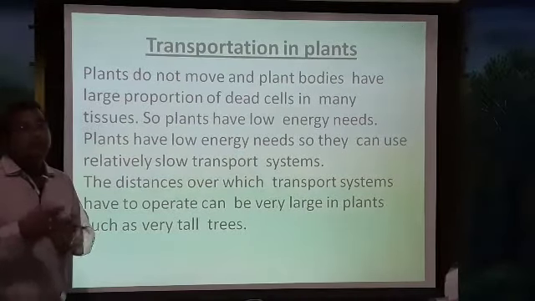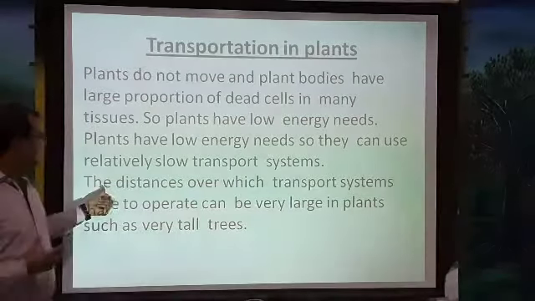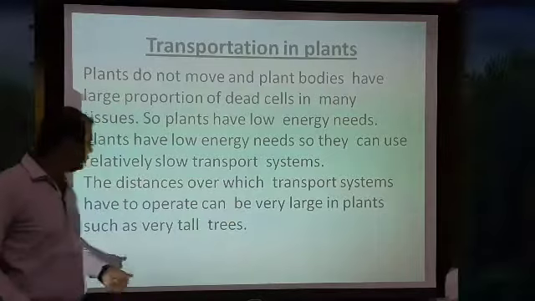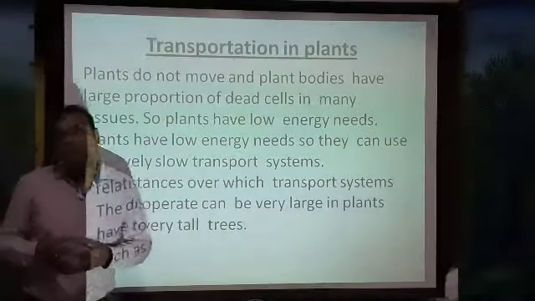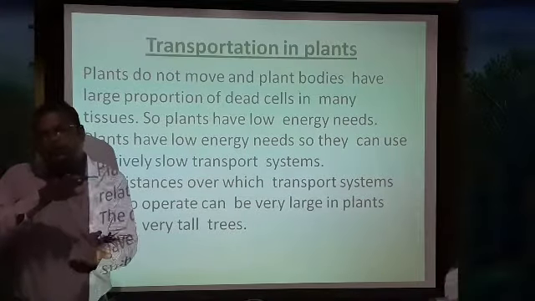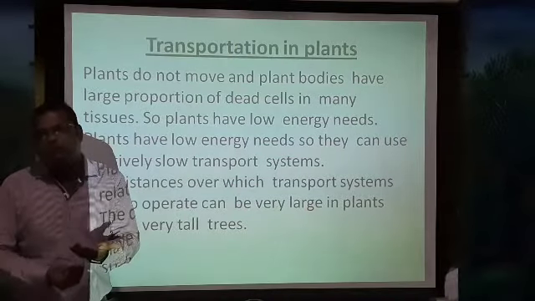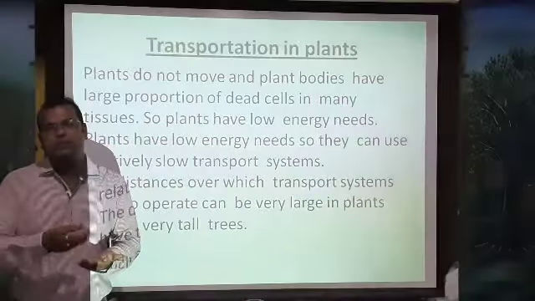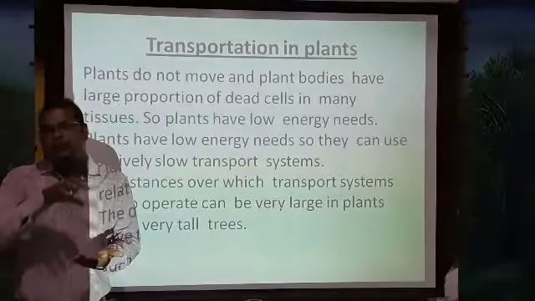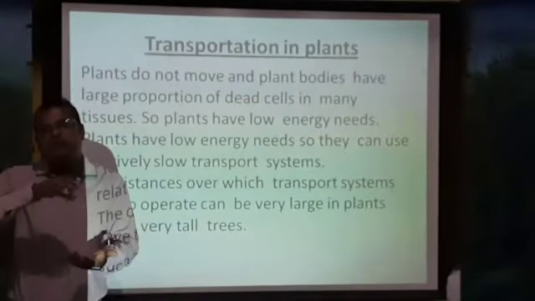In the same way, they have a slow transport system. The distances over which the transport system has to operate can be very large in plants such as very tall trees. Shrubs and herbs are very small plants, so their height above the soil is very small. The soil plays a very important role in transporting water to the plant body. The roots are in the soil, and the plant's body is very near the soil, so the transportation of water takes place very easily.